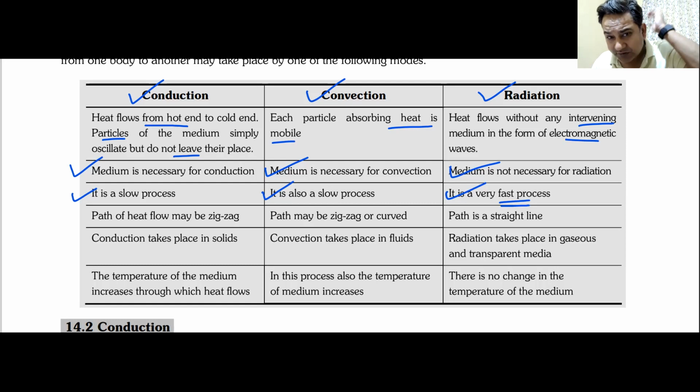Radiation itself is a fast process. Radiation refers to the process by which this heat energy is emitted. Radiation also refers to the process by which this heat is transmitted. Radiation also refers to the heat itself. So when we use the term radiation, it is a multi-meaning term. How fast does the radiation travel?